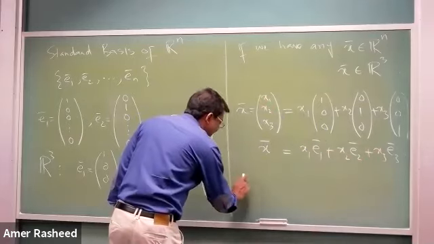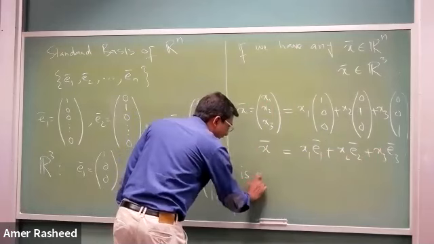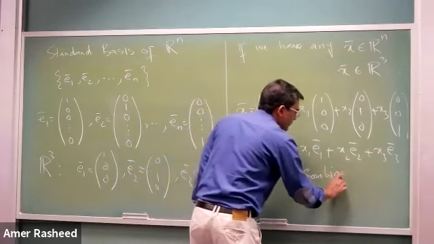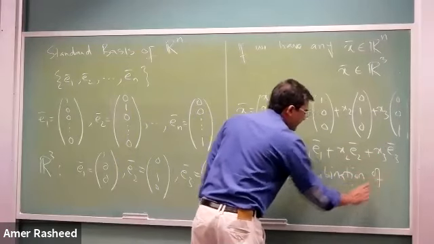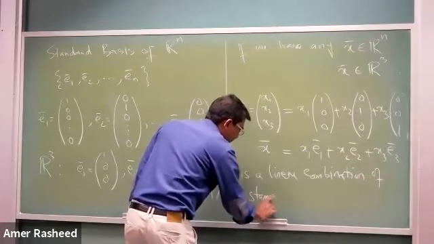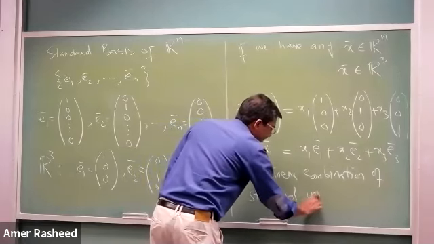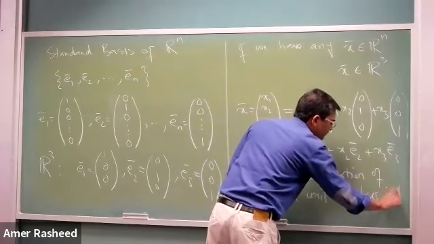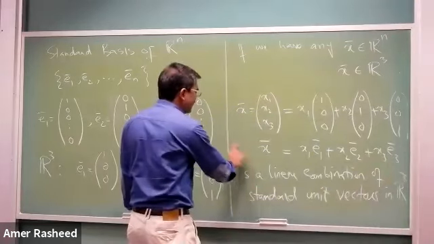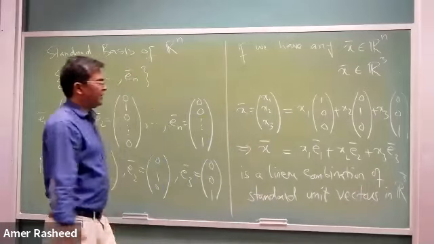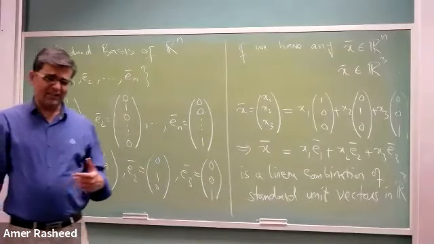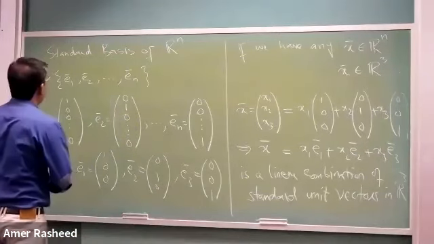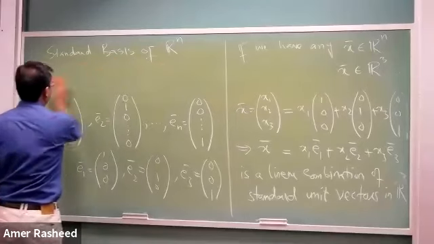So x is a linear combination of standard unit vectors of R cube. Any x which belongs to R cube can be written as a linear combination of its standard unit vectors. How can we derive the standard matrix of any linear transformation?